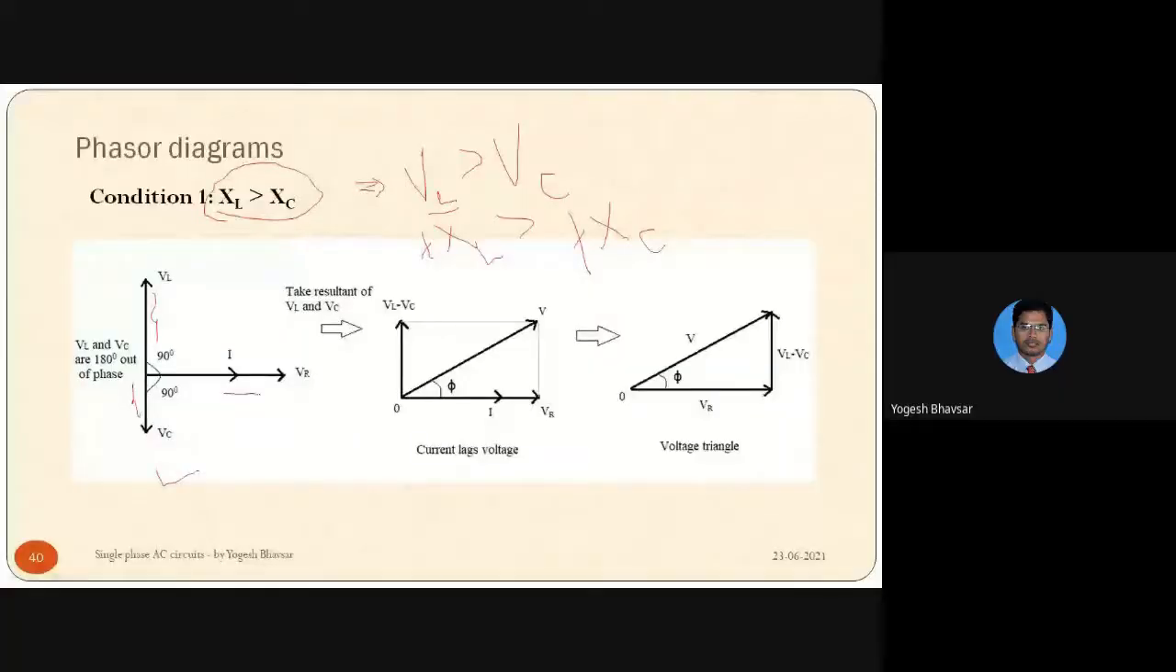And by graphical representation, we can extend the length for VL. On the x-axis, the horizontal axis, it remains the same: current and voltage VR are in phase with each other. Okay. Now what we can do is take a resultant of VL and VC. When we take the resultant of VL and VC, it will be in this direction. And we can denote that resultant as VL minus VC. The length of VC is less than VL, so we can have VL minus VC.